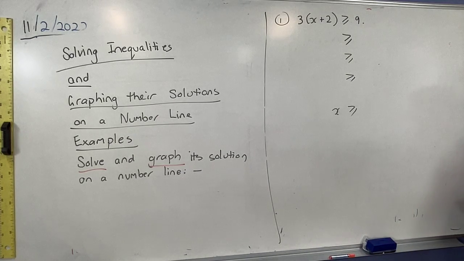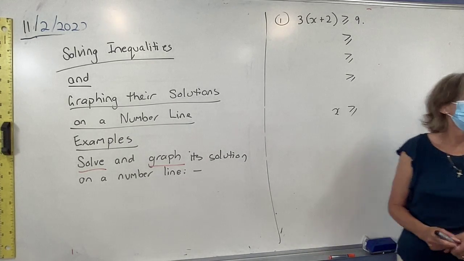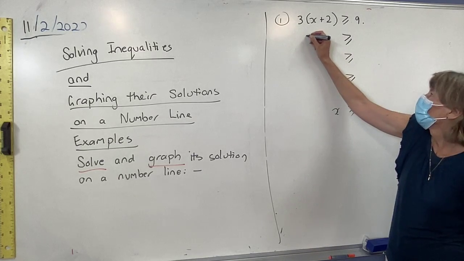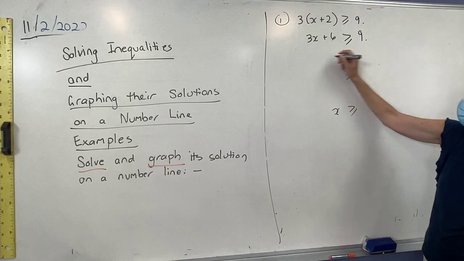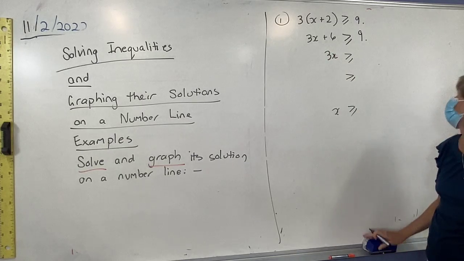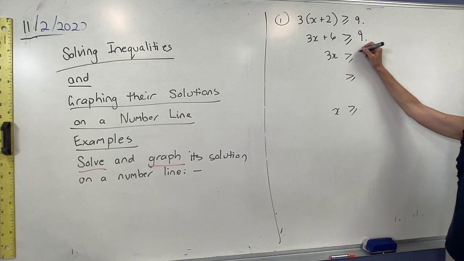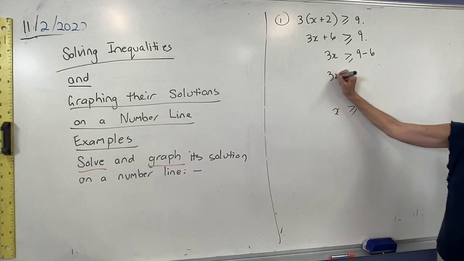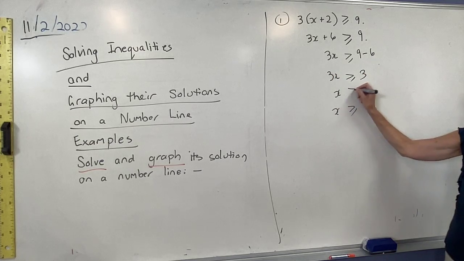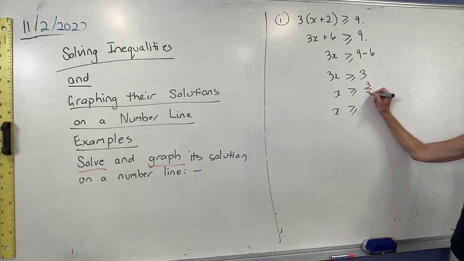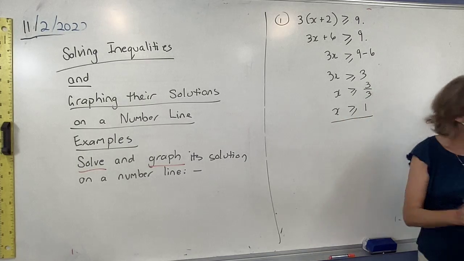Right, Richard, start us off. So you get rid of the brackets, you do 3x plus 6, 9. Keep going. And then you bring the 6 across over to the 9, so it'd be 9 minus 6. Yep. And so that'd be 3x, 3. And then you just divide by 3 by 3, and you get 1. 1. And we're going to a number line.